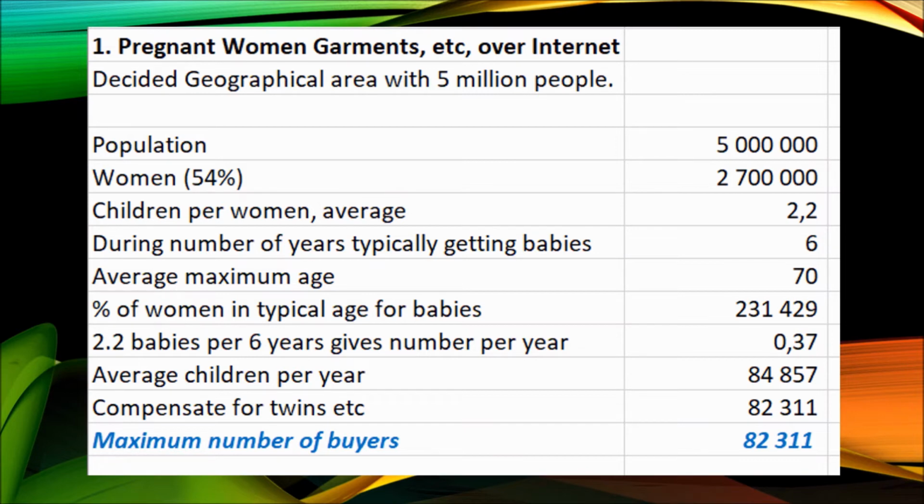231,429 then, if we use the figures above. And with the 2.2 babies on average during a 6-year time, it means that we have 0.37 babies every year per person during the 6 years. So average children per year will be 84,857, and with compensation for twins and things that will be lower, 82,311. And then we calculate the maximum number of buyers to be 82,311 in this area, which has a population of 5 million.